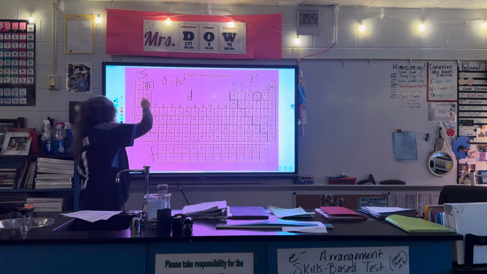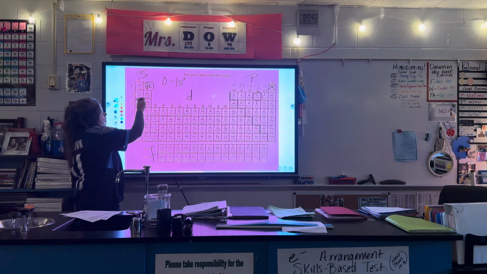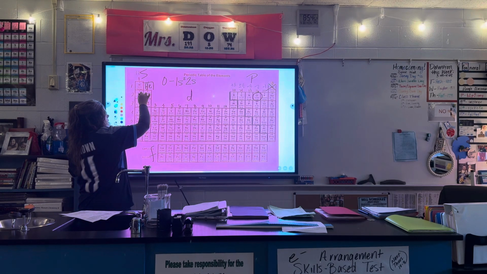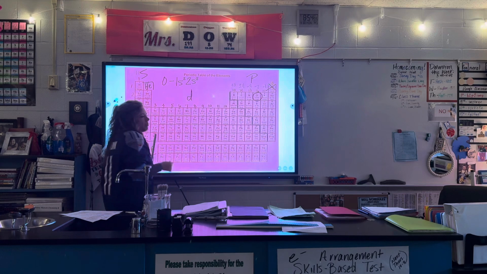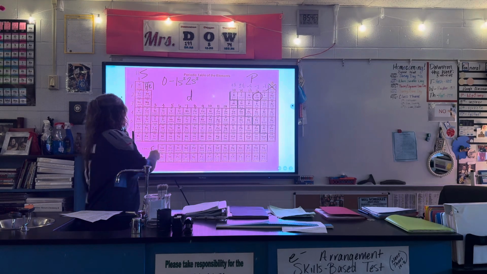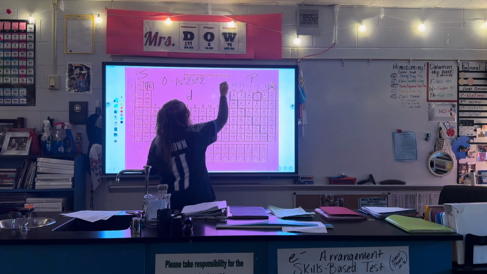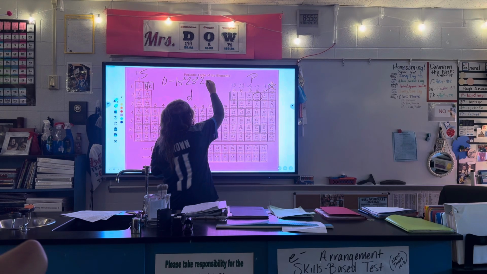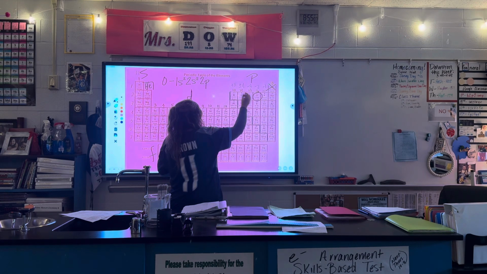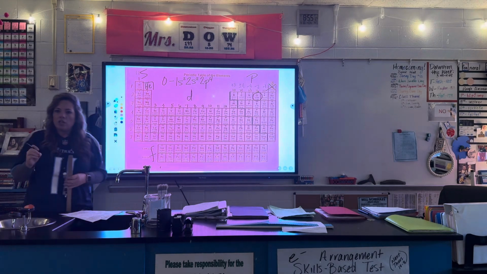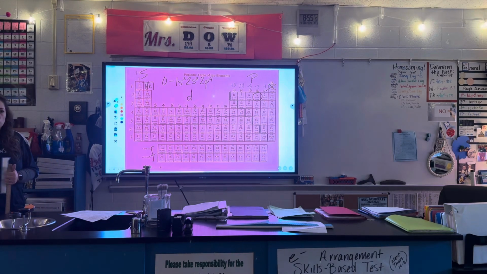Now I would keep going across, but there's nothing here, so we go to the next line. What row am I at? 2. What block is this? S. How many elements are there left to right? 2. But we're still not to oxygen yet, so I keep going across. What row am I still on? 2. But now what block am I in? P. How many do I count to get to oxygen? 4. So the electron configuration for oxygen would be 1s squared, 2s squared, 2p to the 4th.